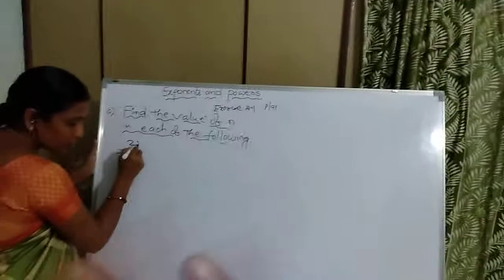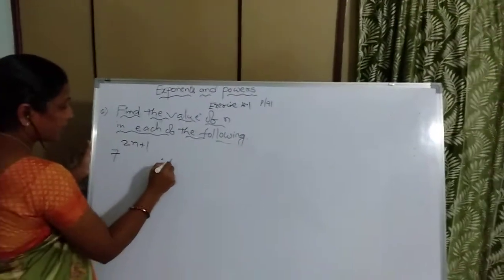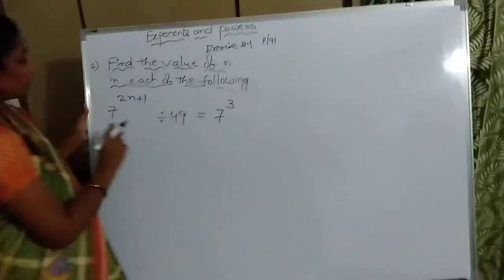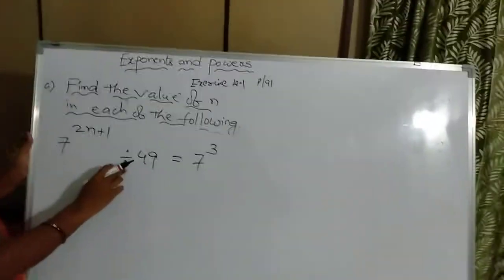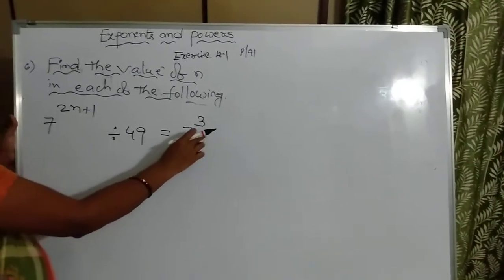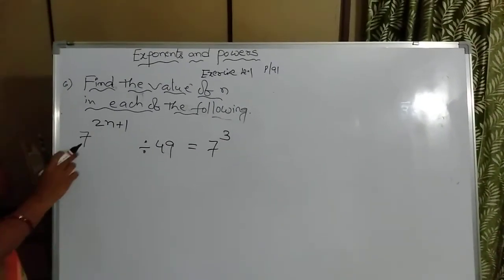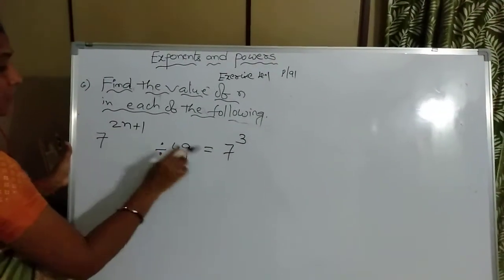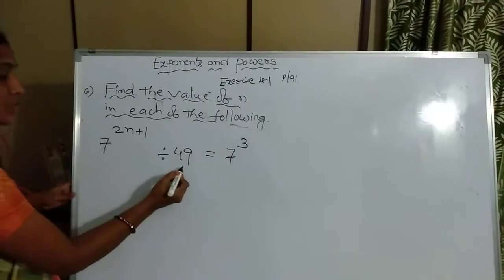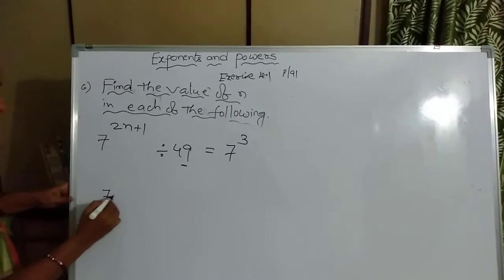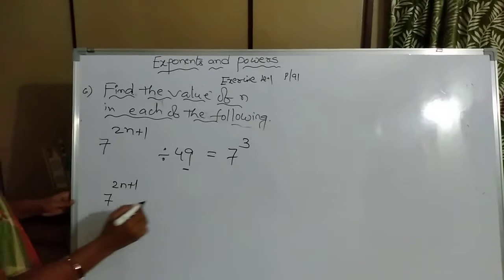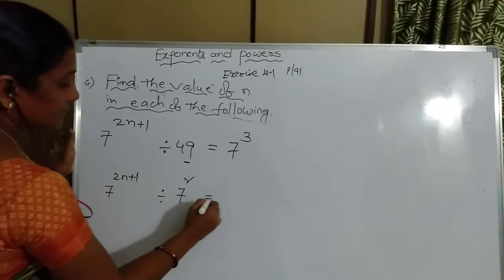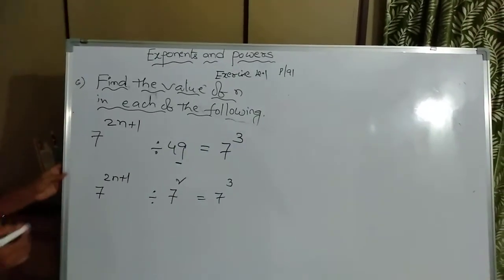7 to the power 2n plus 1 divided by 49 is equal to 7 to the power 3. So here 7 is the common base in all terms. From LHS, 7 to the power 2n plus 1, RHS 7 to the power 3. So we can change the 49: 49 can be written as 7 square. That is equal to, in RHS part, 7 to the power 3.